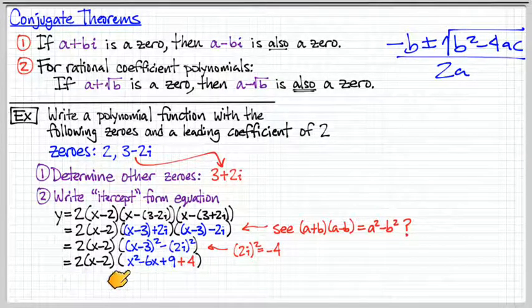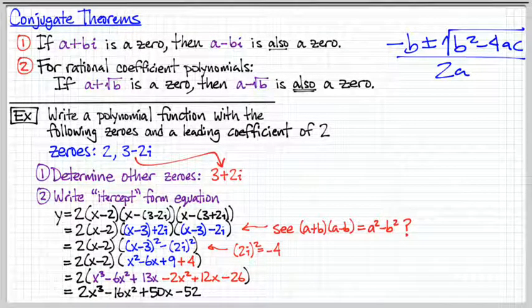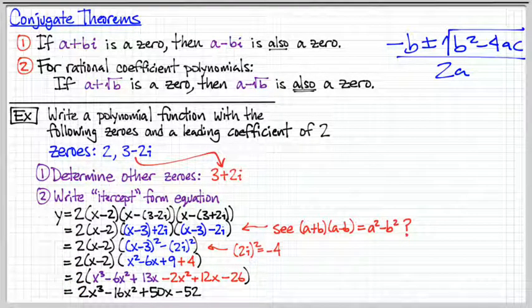And now I'm going to multiply out these 2 polynomials and expand this. So I got x times this whole polynomial is this polynomial in purple. Negative 2 times this polynomial here is this red part of the polynomial. And now I'm going to add the like terms together, and now I have my standard form polynomial function that has the zeros 2, 3 minus 2i, 3 plus 2i, as well as this leading coefficient of 2 right at the beginning here. Okay, so that's the lesson for today.